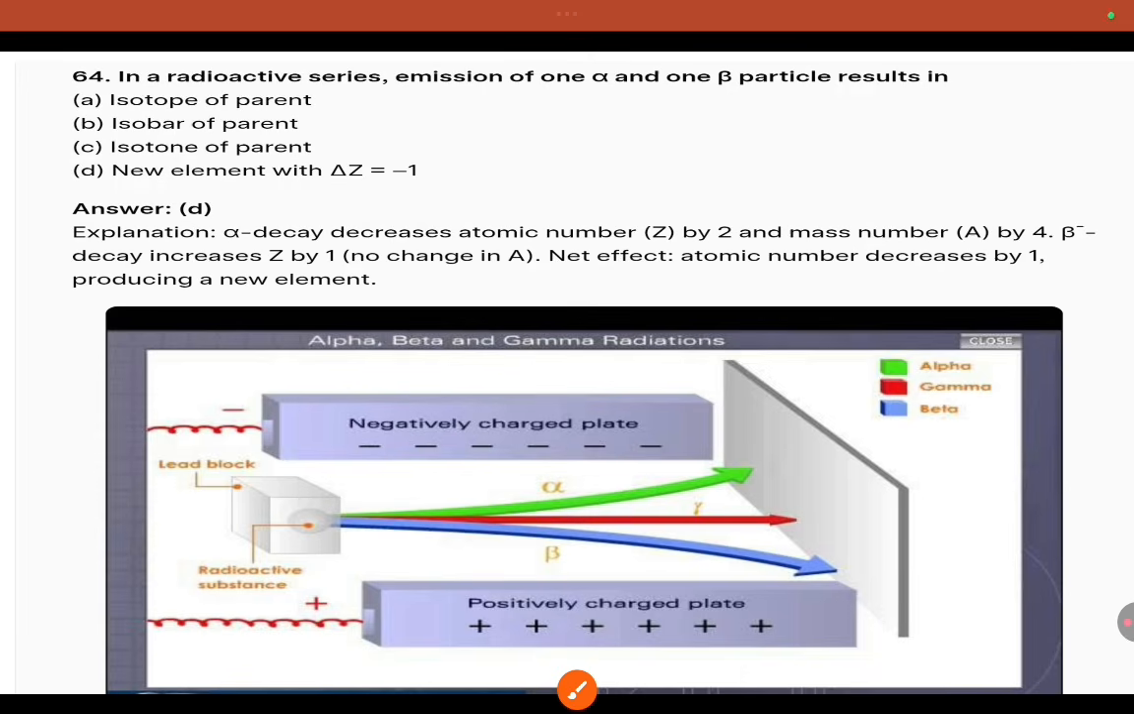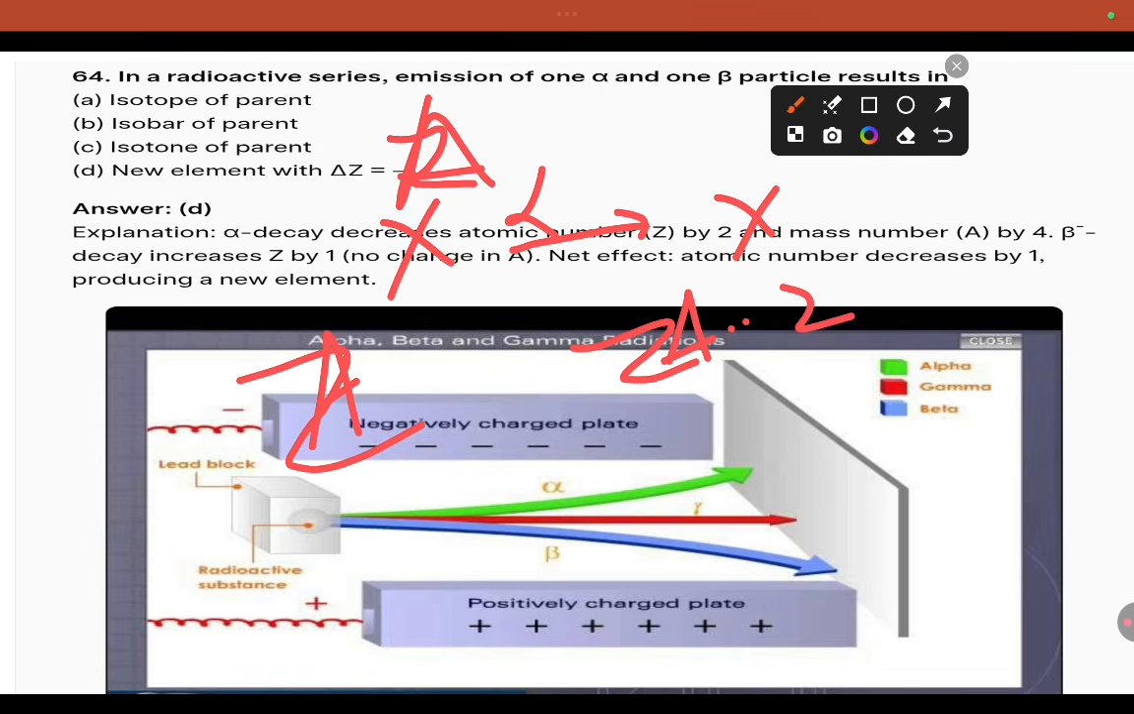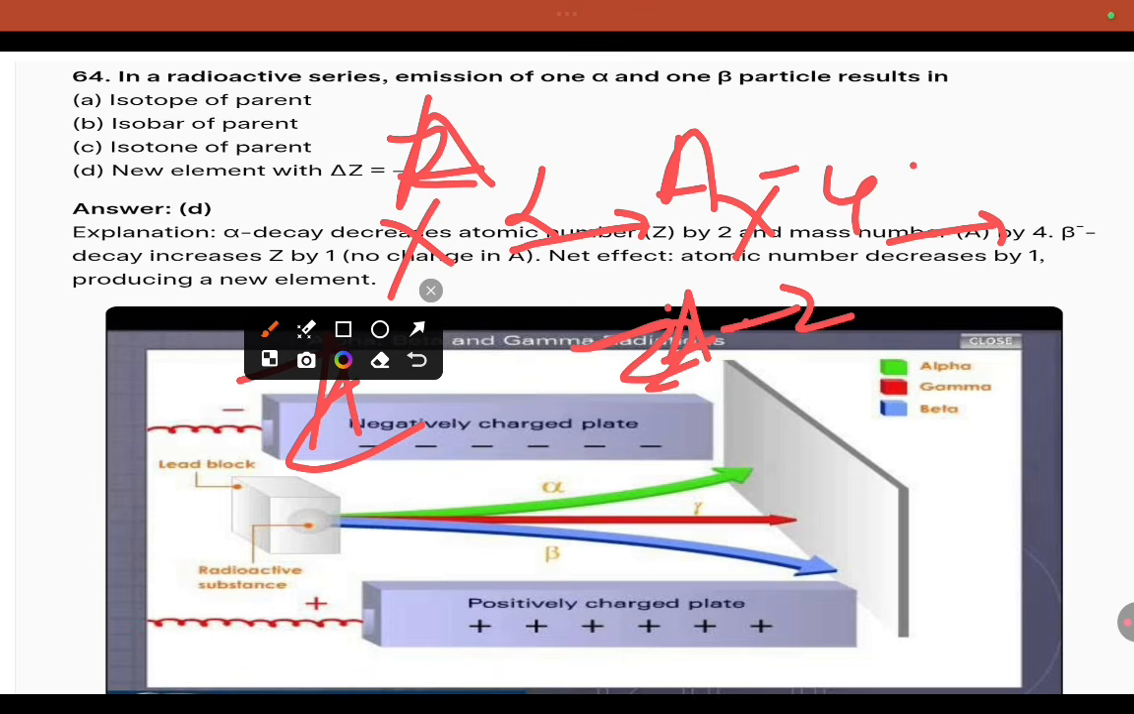In a radioactive series, emission of one alpha and one beta particle results in what? One alpha, one beta particle. Already we discussed here. Okay, we have element X with mass number A and atomic number Z. So one alpha: A minus 4, Z minus 2. Next beta: Z plus 1. Already we did this one, I think.